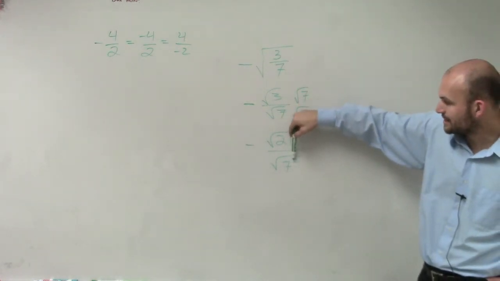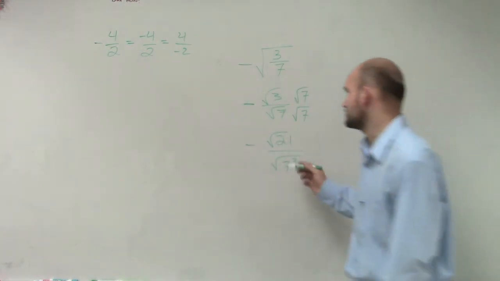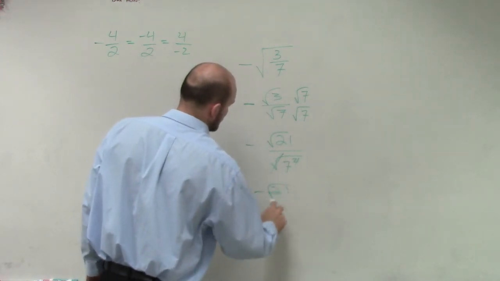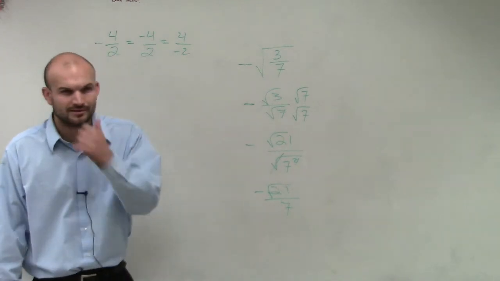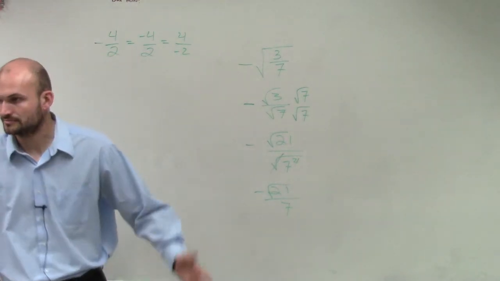But you guys need to understand here that now the square root of something squared, we know, undoes each other. So therefore, we have the square root of 21 divided by 7. And then can we simplify the square root of 21 at all? No. So therefore, that's your final answer.